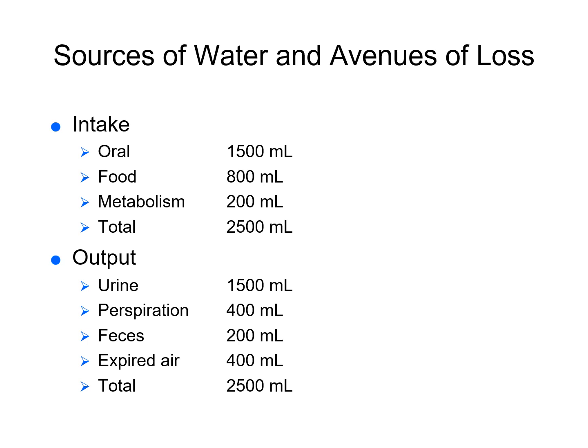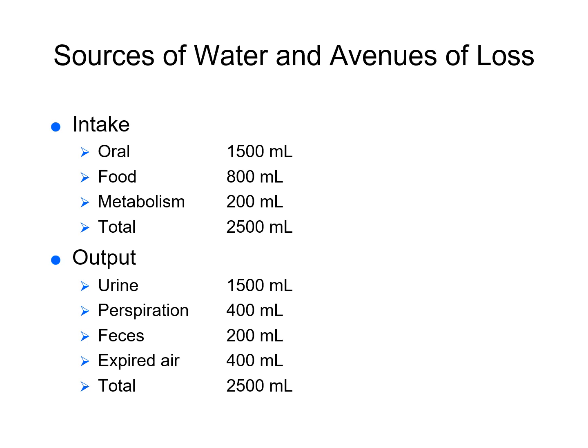So let's look at sources of water and avenues of loss. We're talking about intake and output. Now, I want you to look at this. Intake is oral, food, and metabolism, and it totals out here to about 2,500 milliliters. You can see that on the slide.